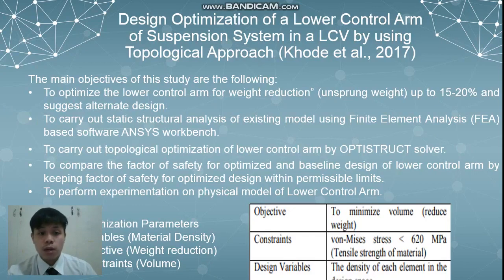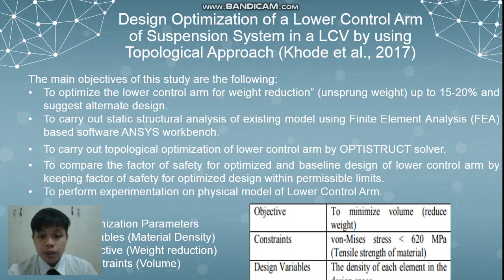The main objectives of this study are to optimize the lower control arm for weight reduction up to 15 to 20%, to perform static structural analysis on existing model of the lower control arm using finite element analysis, to carry out topology optimization using OptiStruct Solver, to compare the factor of safety for both existing and optimized design and ensure to keep the factor of safety of the optimized design, and lastly, to perform experimentation on the physical model of the lower control arm.